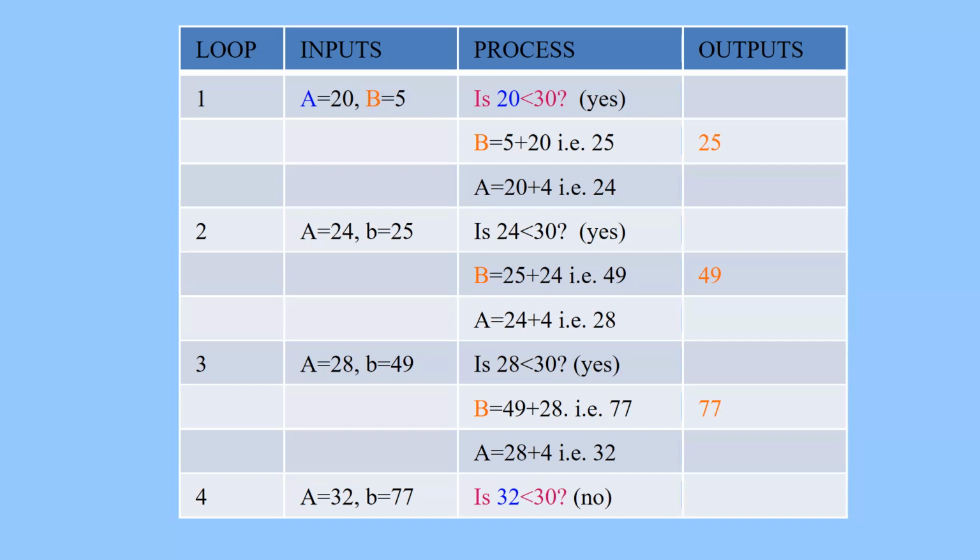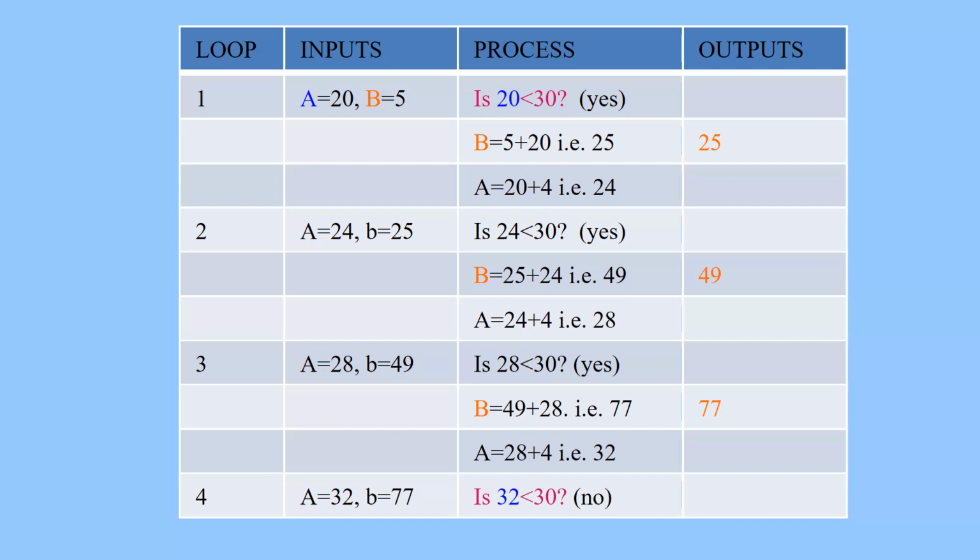Is the current value of memory location A less than 30? So is 28 less than 30? Yes. If yes, get the current value of memory location A, that is 28, and add to 49, the current value of memory location B, you get 77. So display 77. The next step is pick 4 and add to the current value of memory location A. That gives 4 plus 28, that is 32. That 32 is stored in the memory location called A.